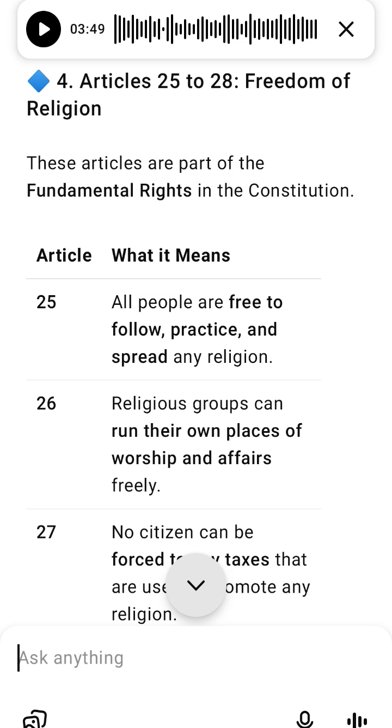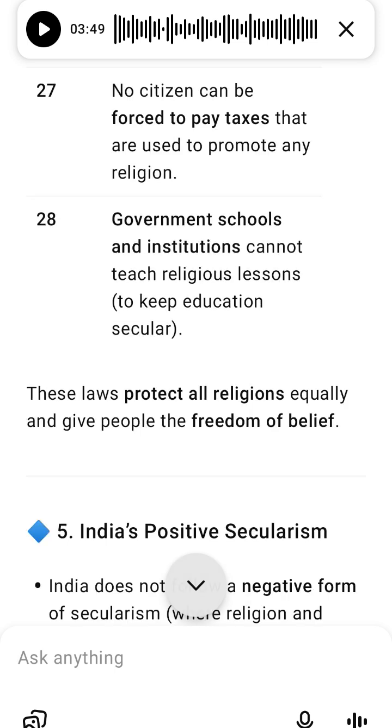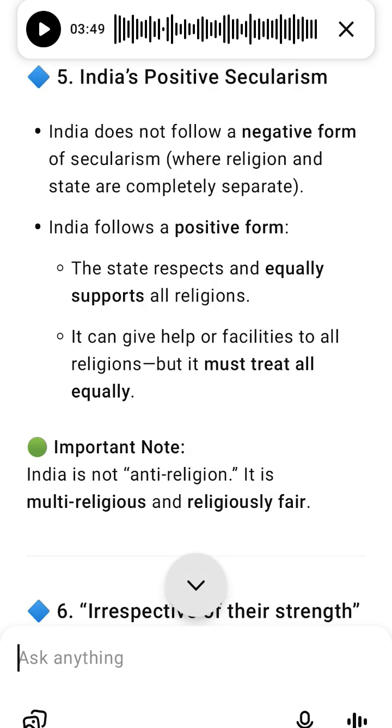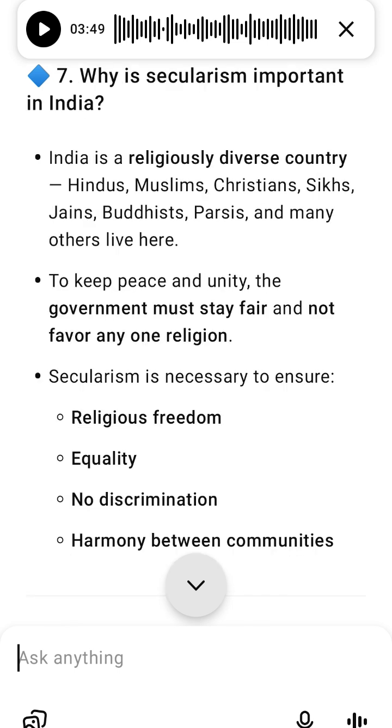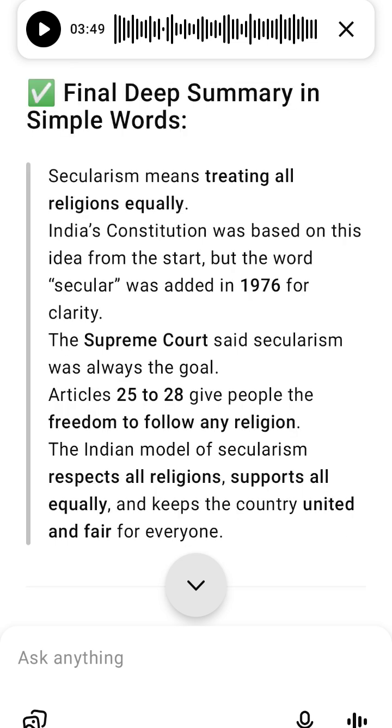5. India's positive secularism. India does not follow a negative form of secularism, where religion and state are completely separate. India follows a positive form. The state respects and equally supports all religions. It can give help or facilities to all religions, but it must treat all equally. Important note: India is not anti-religion. It is multi-religious and religiously fair.